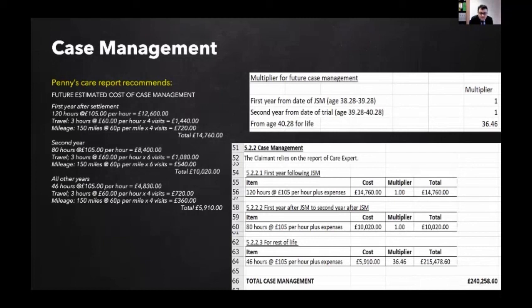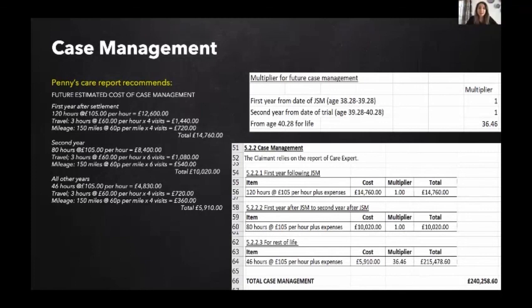And then that will taper down to what might be termed a maintenance level of case management once things have been set up. So it's not unusual to have year one costs that are quite high, year two costs a little bit lower, and then costs for the rest of life running at a lower rate again. And it's a simple calculation: number of hours times an hourly rate plus expenses to give you your multiplicands. And then you split the multipliers in the appropriate way using the methods that have been explained by way of reinforcement time and time again, both in the first seminar and this seminar.